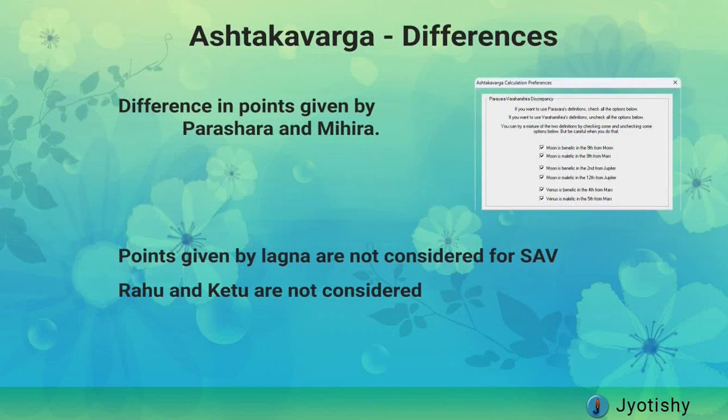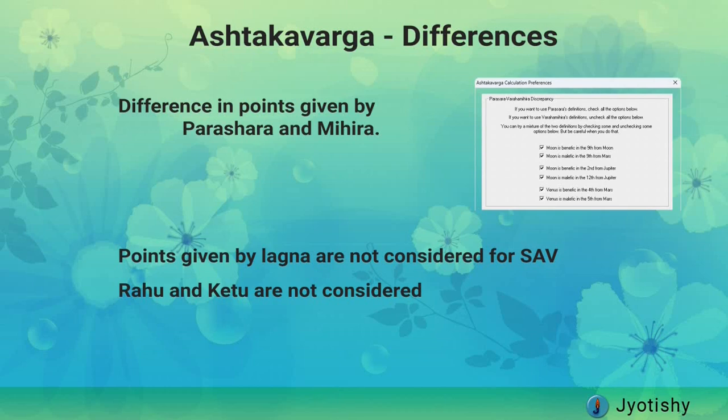We should note a few things. Anybody trying to do these calculations should be aware of a few things here. That is, Varahamihira and Parashara, they have slight difference in calculations. Not many books have mentioned this clearly. In JH8, that is Jagannatha Hora software, if you go to the Astakavarga calculation preferences, you can see the difference clearly. Not too critical, but there is a difference.